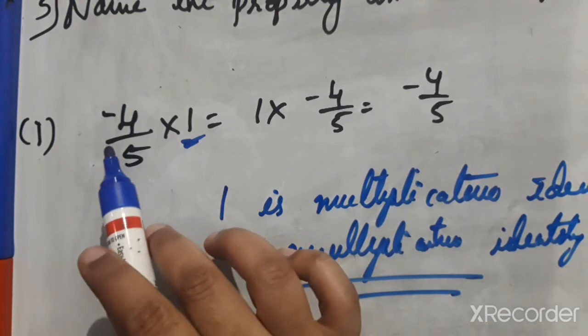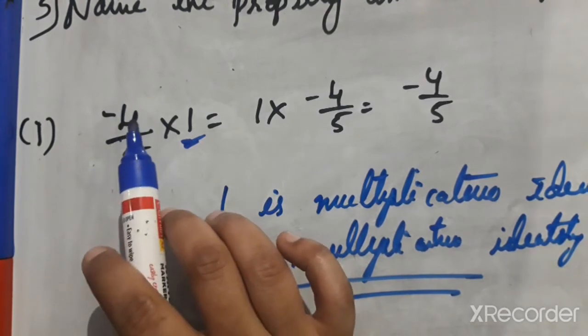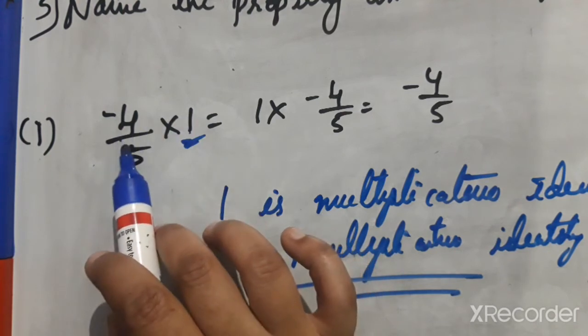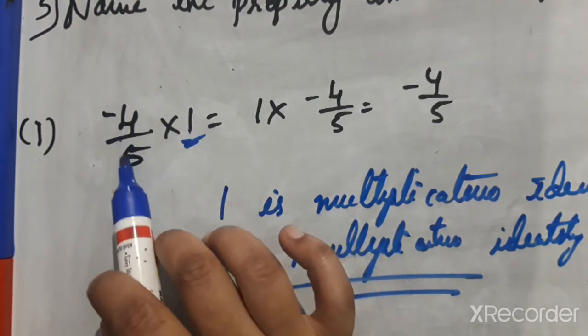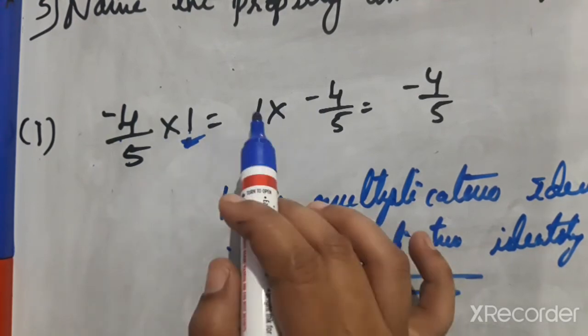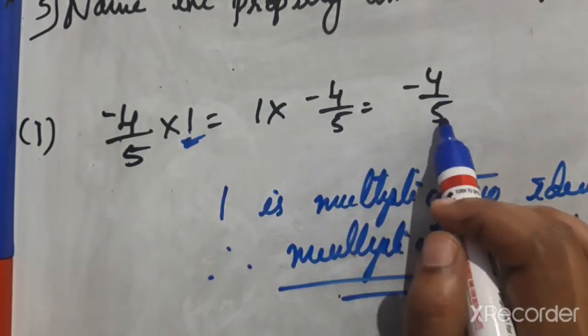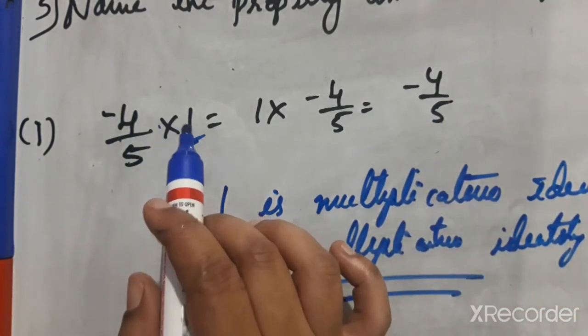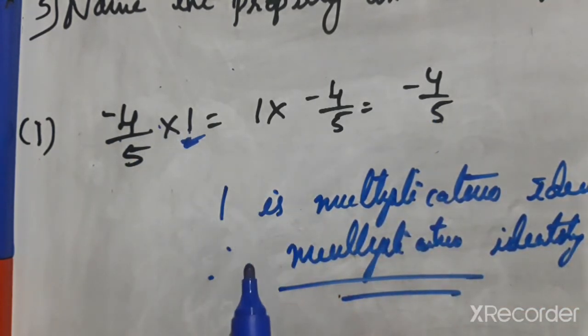1 is the multiplicative identity, and if any whole number is multiplied with 1, we get the whole number itself. At the same time, any rational number multiplied with 1 is the rational number itself, equal to 1 into the rational number. So we can say the rational number itself. If any number is multiplied with 1, it is the multiplicative identity.